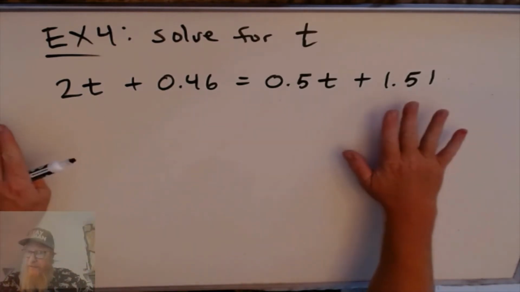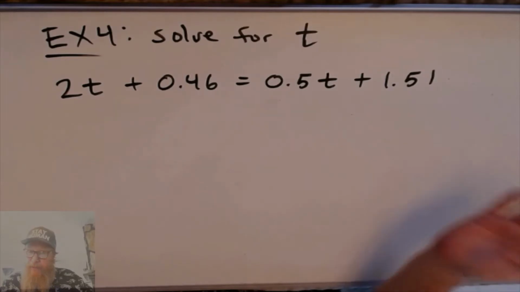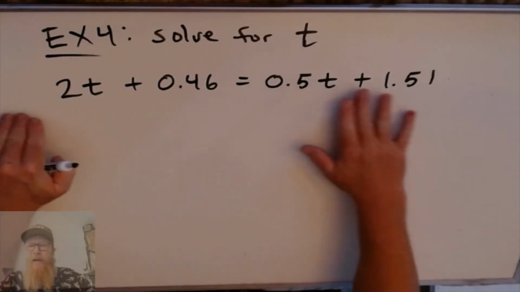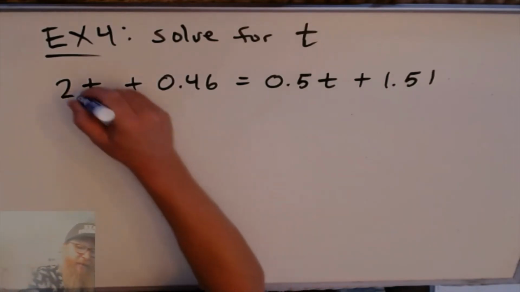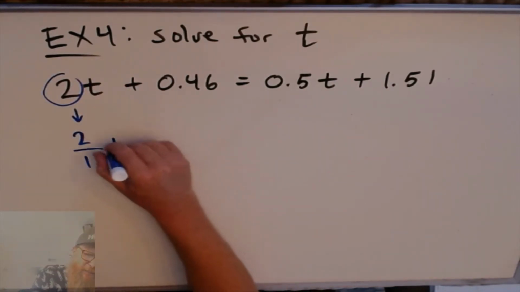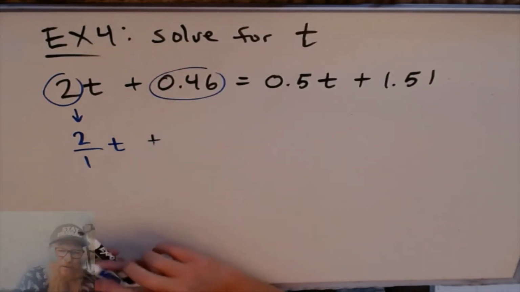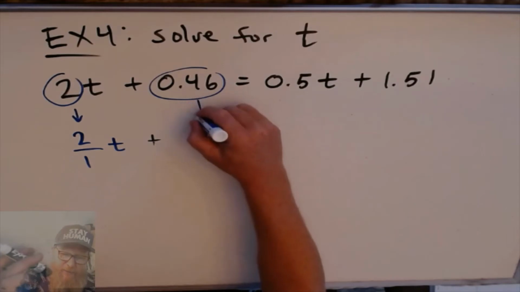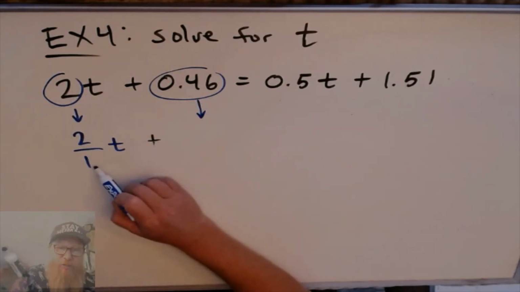No parentheses, so we can skip the distributive property. All right. Now, these might look like decimals, but they are actually fractions. Every decimal, every whole number is actually a fraction. You just count the number of decimal places. If there are no decimal places, it's a fraction of 1.